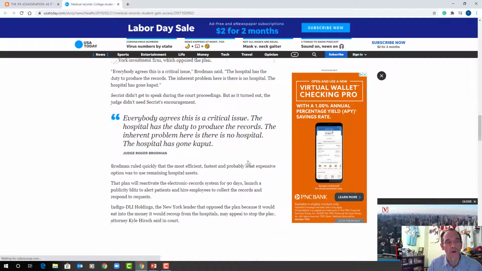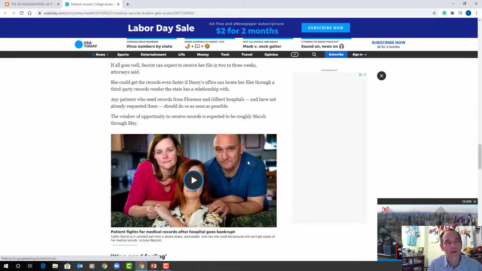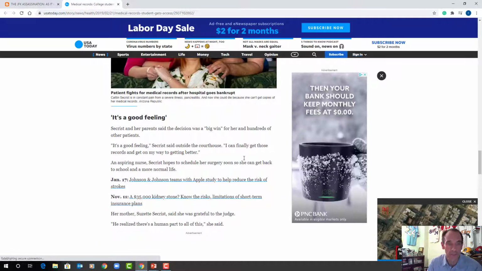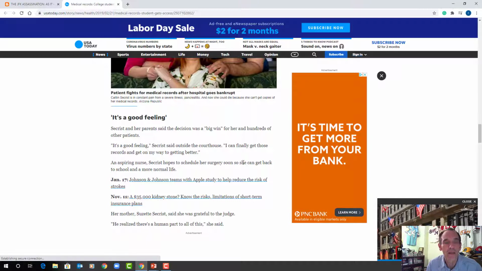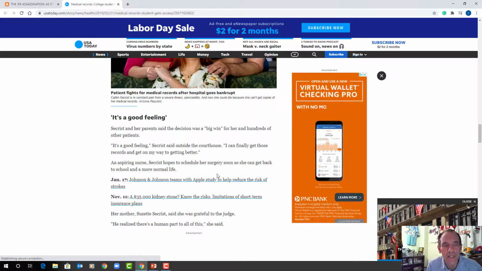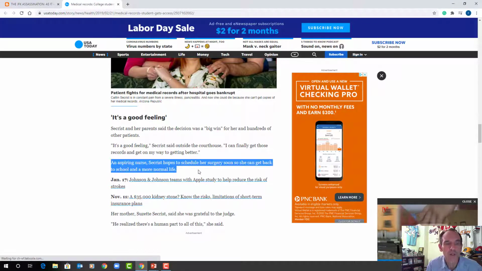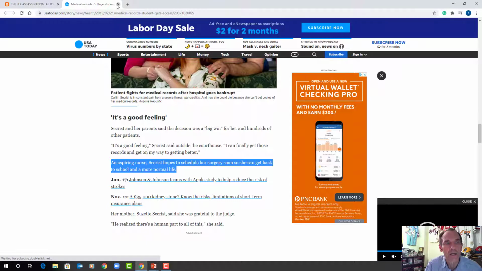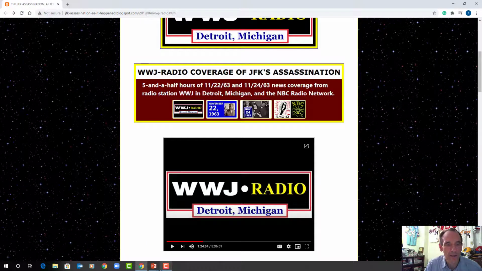So we go through the story, and we're going down the inverted pyramid. The writer and the editor have decided that as it comes to the end of the story, while this is interesting and important, it's the least important. An aspiring nurse, Sechrist hopes to schedule her surgery soon so she can get back to school and a more normal life. That story also sort of serves to wrap the story up in a satisfying way, but the editors determined that that's the least essential thing in that story.